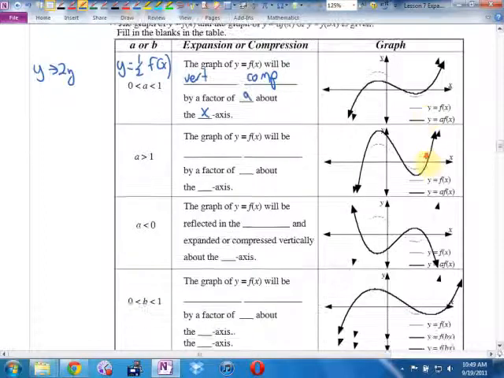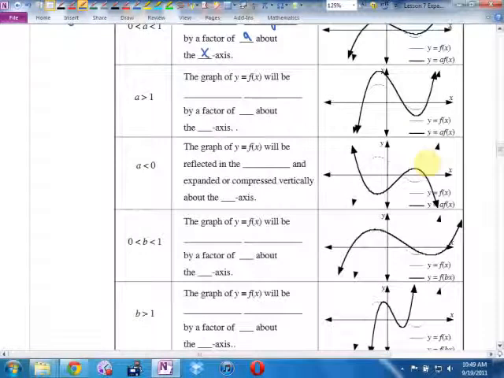Greater than 1, like y equals 3 f of x, which you may recall would have come from this, replacing y with 1/3 y. This was the format that you were more used to, the parabola.